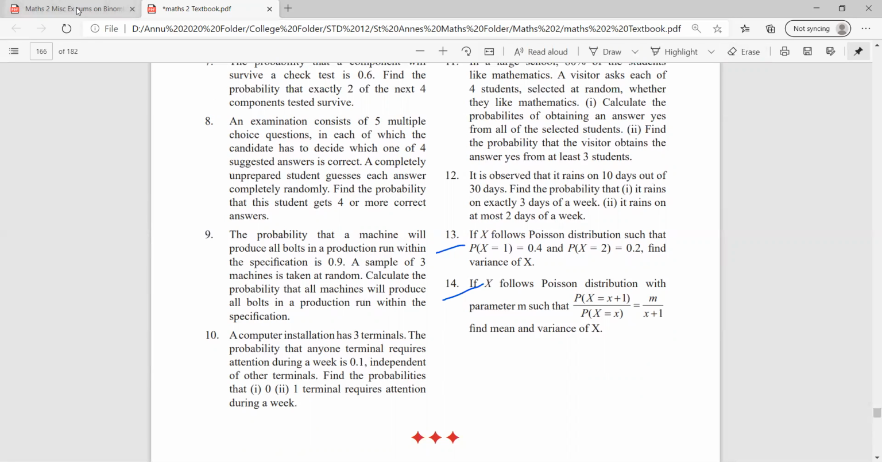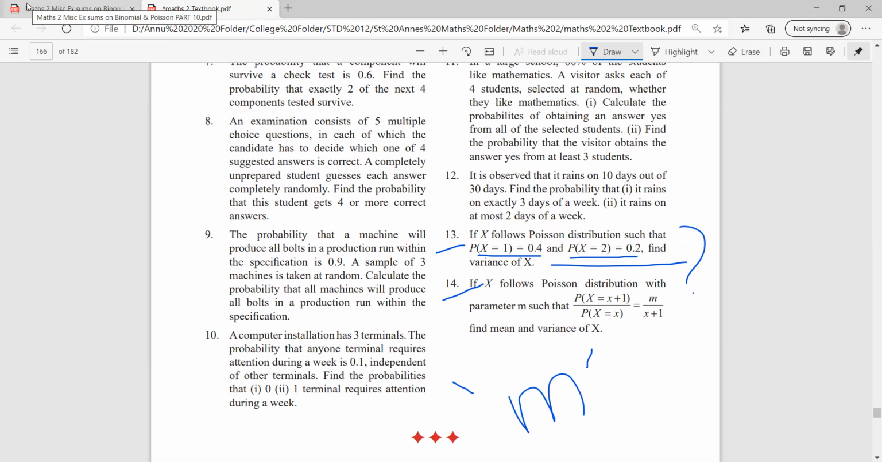So coming to sum number 13 first, class. Read the question carefully. If x follows Poisson distribution such that P of x is equal to 1 is equal to 0.4 and P of x is equal to 2 is 0.2, find variance of x. Now you are given two probabilities, P of 1 and P of 2, and they have told you to find out variance of x. Also, in Poisson, class, you should know what is the parameter m. That is not given. Also, no value of m is given so that you can know what's the value of m.